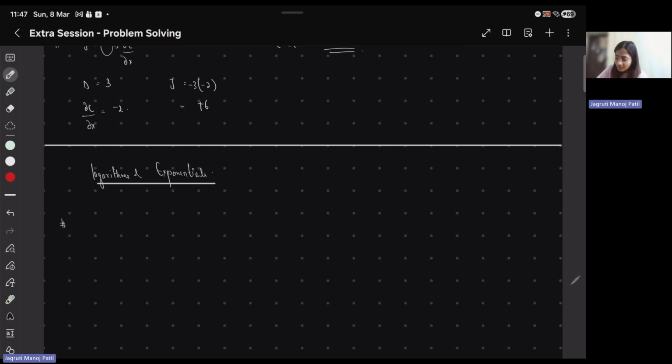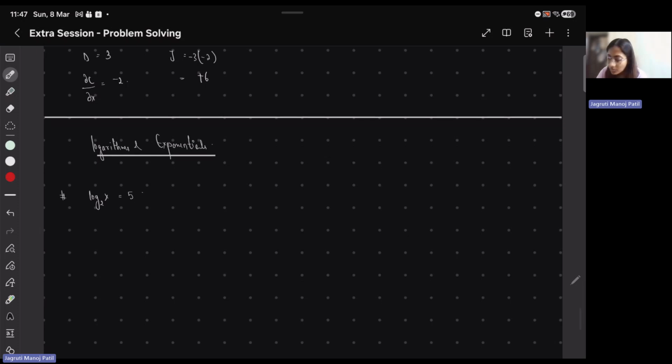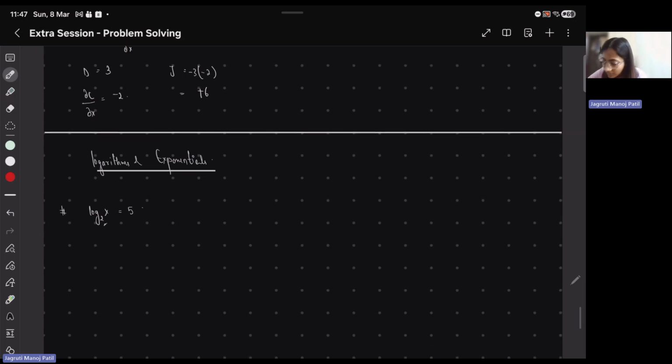Okay. So now they're asking us to solve log base 2 of x is 5. So how do you solve it? Now you know that the term you're seeing over here is the logarithmic one, and we convert it to the exponential form. So x is nothing but 2 raised to 5. So that is 32. Okay.